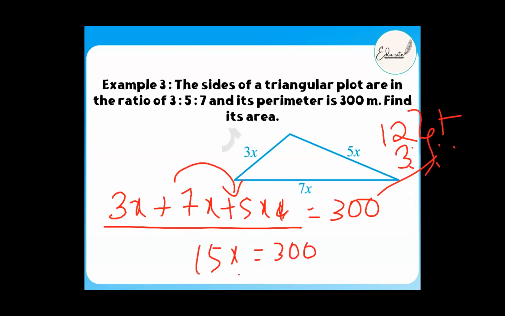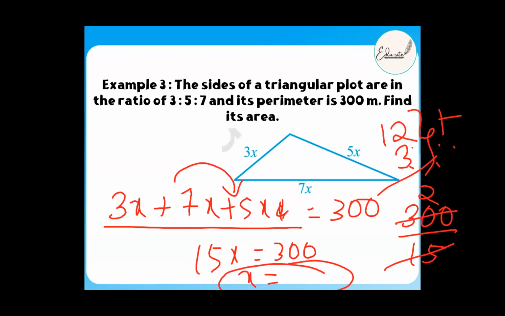Now, please tell me what is the value of x. x is equal to 300 over 15. How to calculate? 15 twos are 30, right? 0 is remaining. So x is equal to what? Is it 20? Yes. Now, what is this measurement? How will we calculate? You just have to multiply 3 into 20. What is 3 into 20? Is it not 60? Yes.